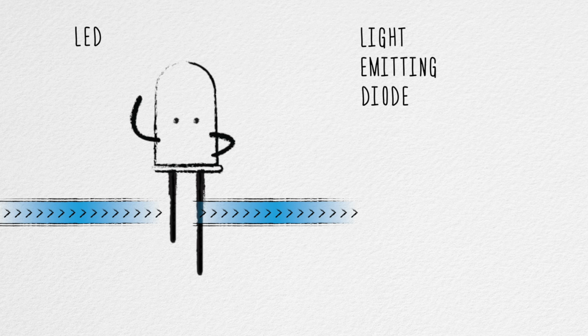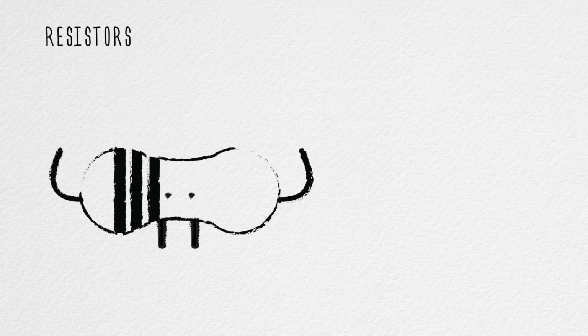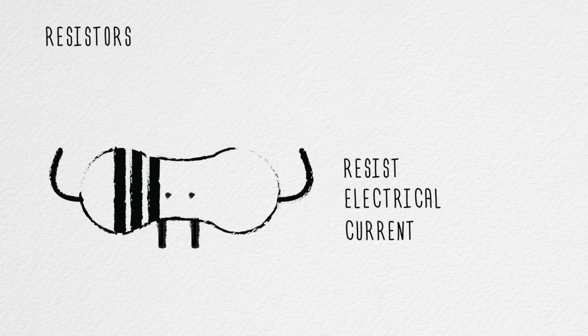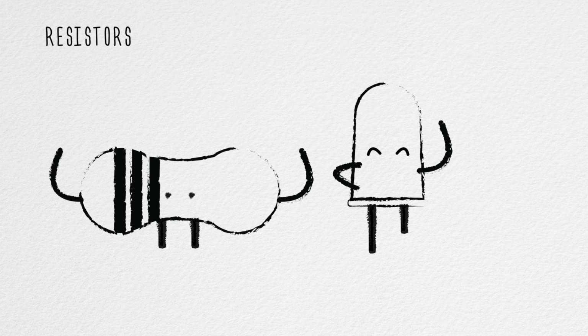You have to be careful though. If we let too much current flow through an LED, it might blow up. No, that doesn't sound great. Is there anything we can do to avoid this? That's where resistors come in. Unlike wires, which let current through quickly and freely, resistors do what you'd imagine. They resist electrical current. This means you can use them to limit the current going through your LED to prevent them from blowing up. Next, we have buttons.